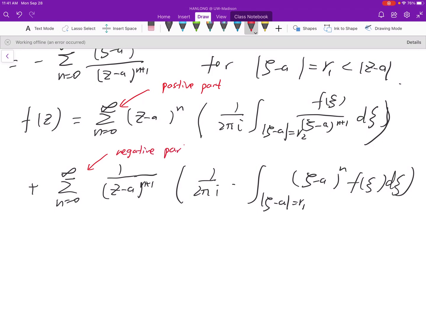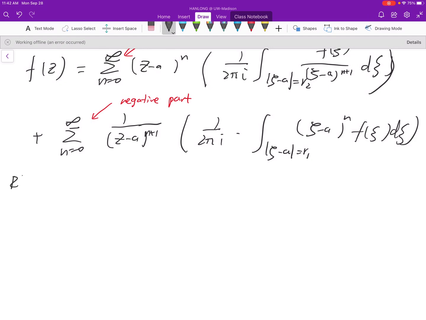Next time we will discuss the singularity of meromorphic functions, and then we will talk more about the negative part. What's the difference for the negative part? What's the significance of the summands in the negative part?